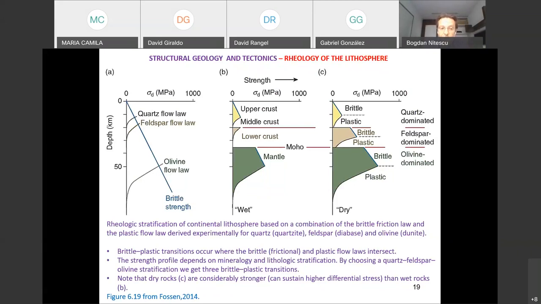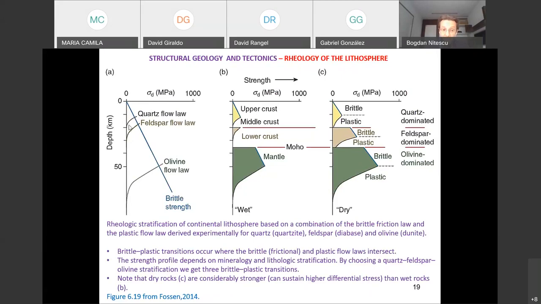When it comes to brittle strength, I've shown you a graph when we talked about differential stress, where a certain rock breaks. There is this function that describes the brittle strength in general of the lithosphere. We can have an average: what's the brittle strength of the lithosphere? That means when it breaks. But what happens with the flow law of the lithosphere? Because at a certain depth and temperature, rocks flow. If the rocks are dominated by quartz, this is a quartz flow law. If they are dominated by feldspar, this is a feldspar flow law. If they are dominated by olivine, this is the olivine flow law. This is very theoretical, like in physics.